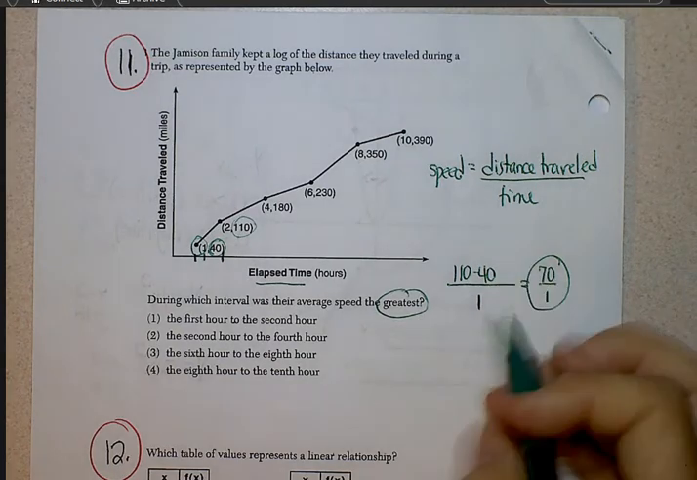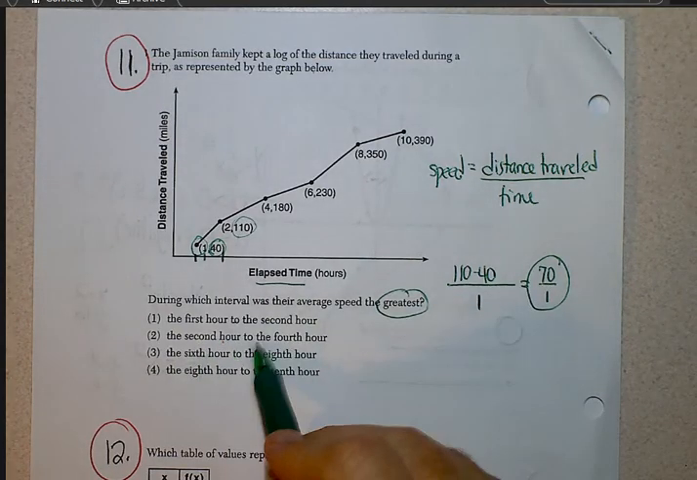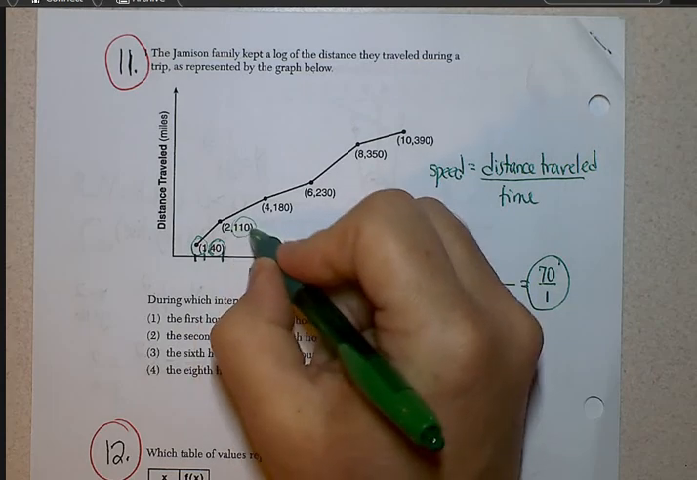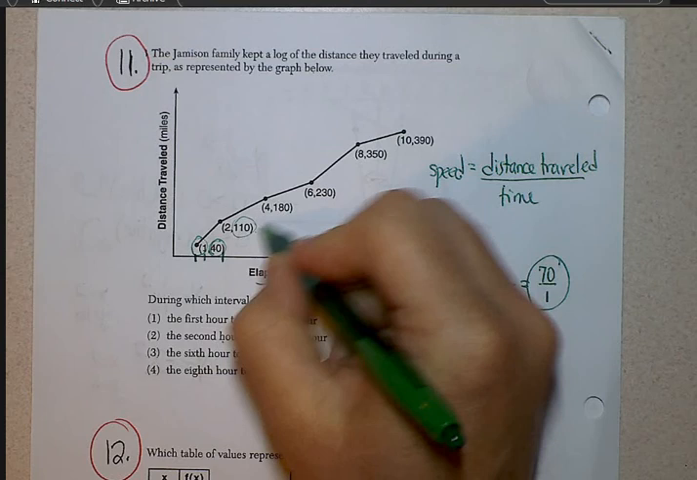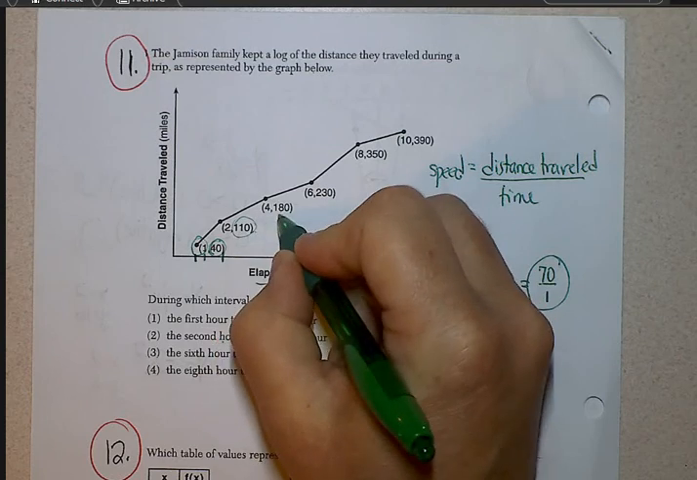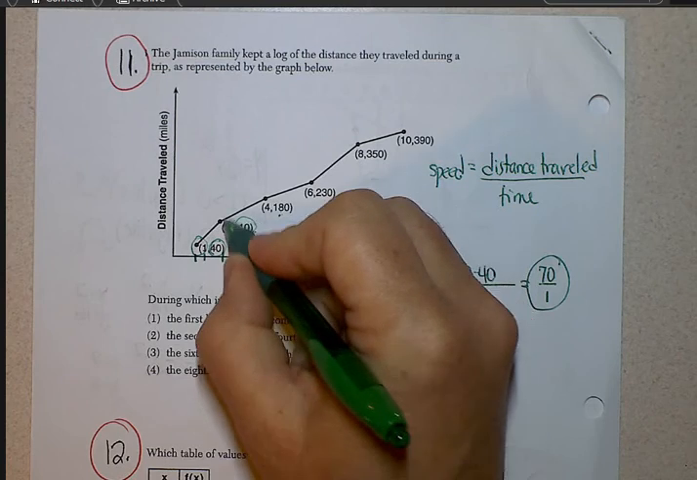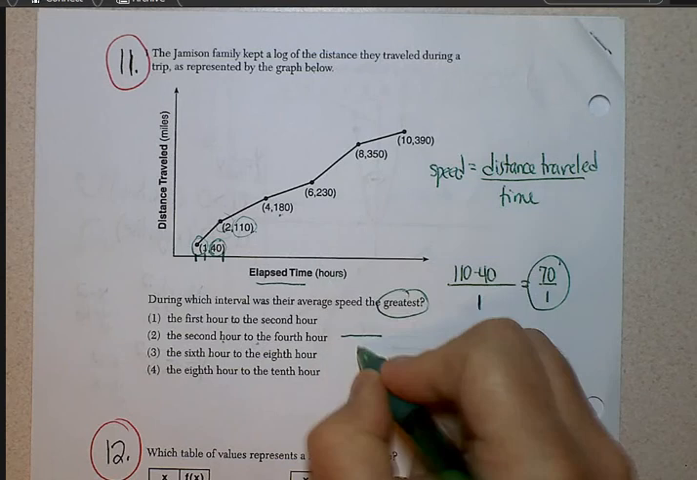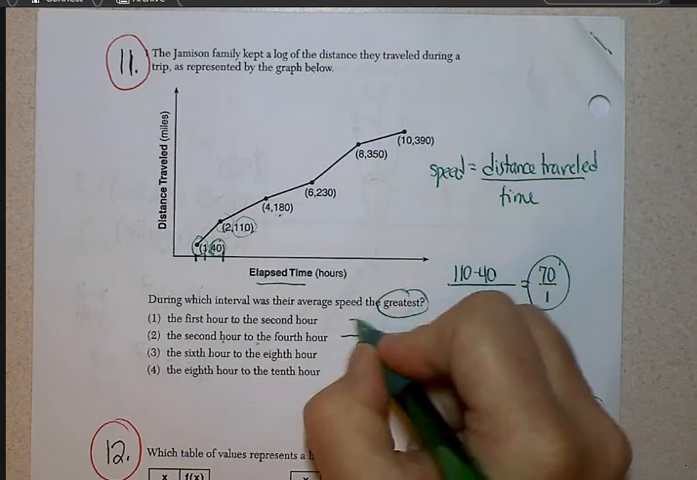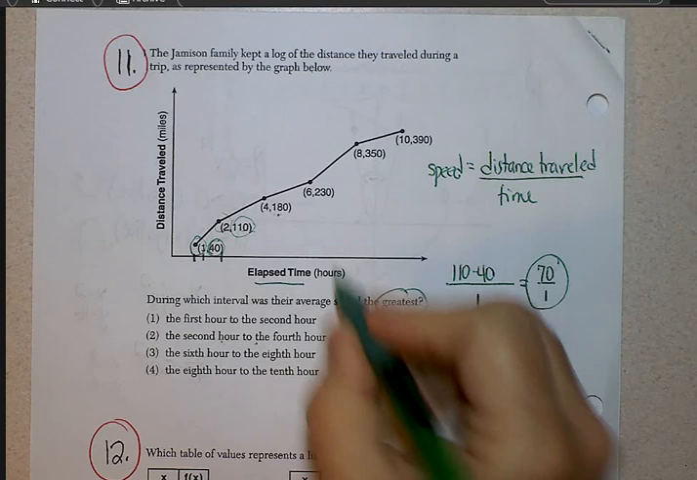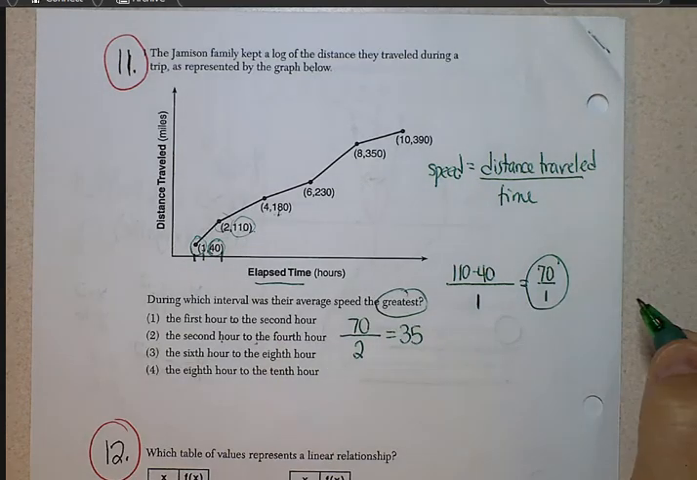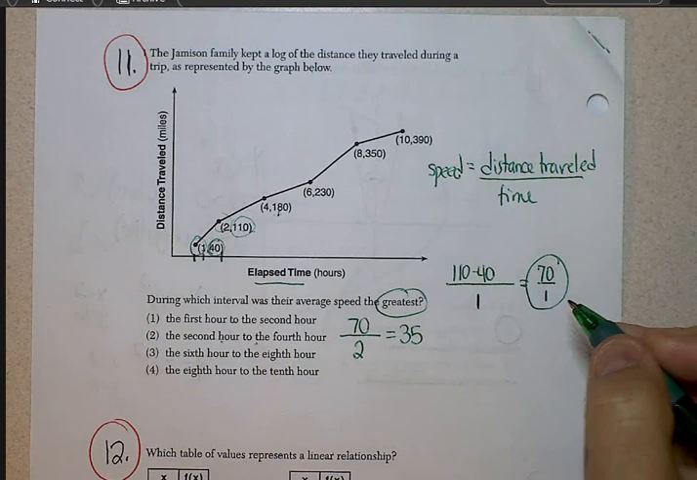Next, you're going to go into the second hour. Well, the second hour to the fourth hour, they traveled about the same distance, but it took them twice as long to do that. So if we take a look in the second to the fourth hour, your change in time is going to be 2 hours, but your change in distance is going to still be 70 miles. 180 minus 110. So there's a speed of 35 miles per hour. All right, so far 1 is good, 2 is no good.